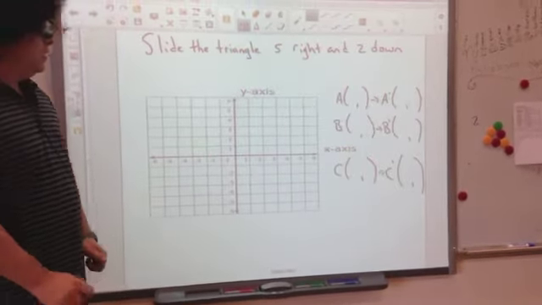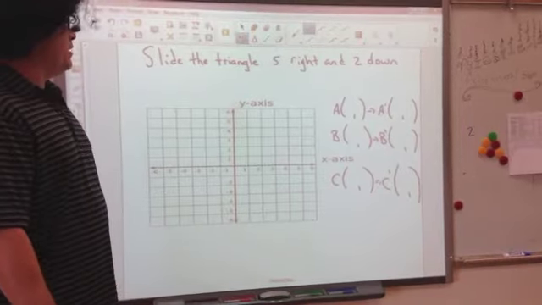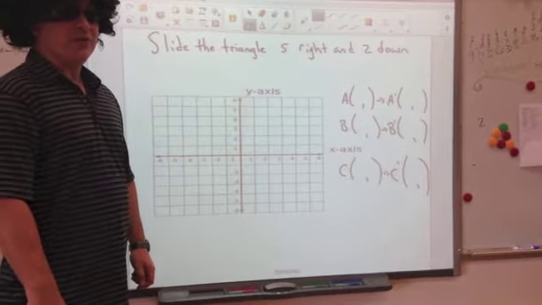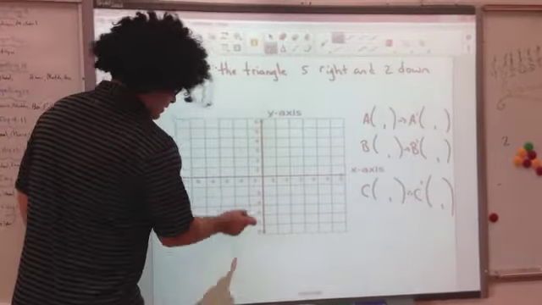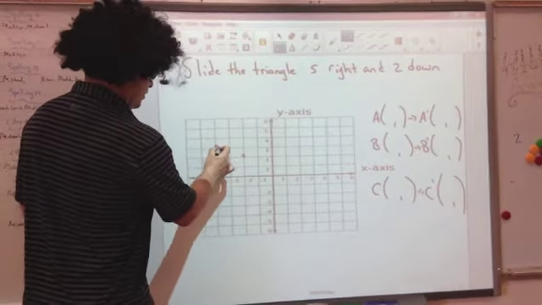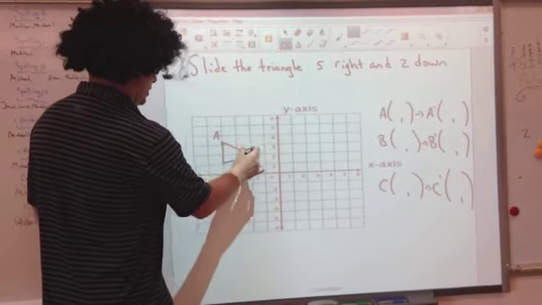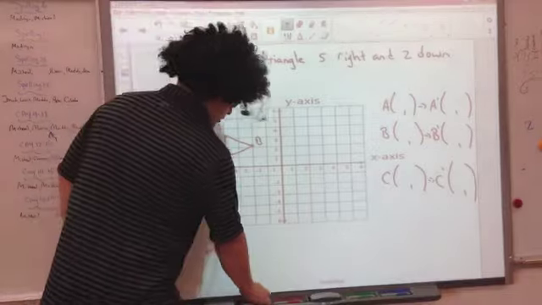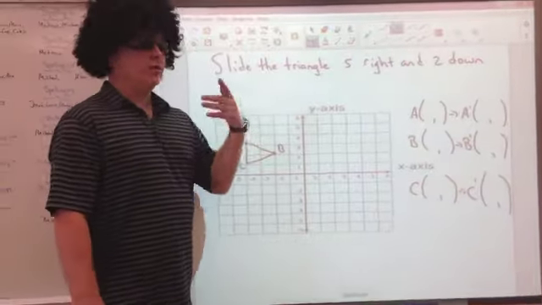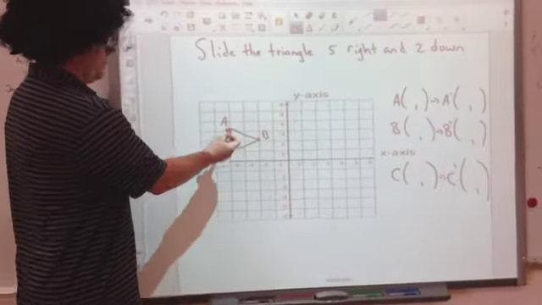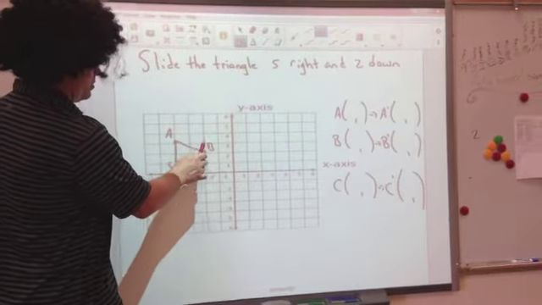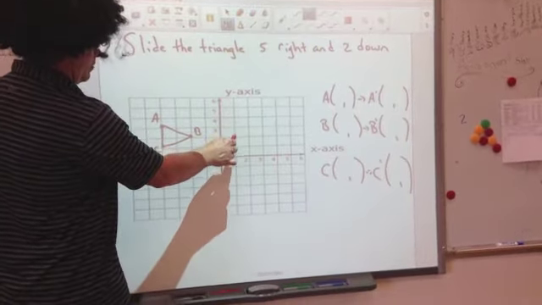One last one to go. We're going to slide the triangle 5 to the right and 2 down. Problem is, we don't have a triangle. Oh no, what are we going to do? Let's put one on. Let's make a point here, and a point here. There's our triangle. There's A, there's B, and there's C. So let's move it. Now this time we're going to move all 3 points. Before we just moved one of them, but now we're going to move all of them. So the first one we're going to move is A, and it says 5 to the right and 2 down. So let's count to the right.